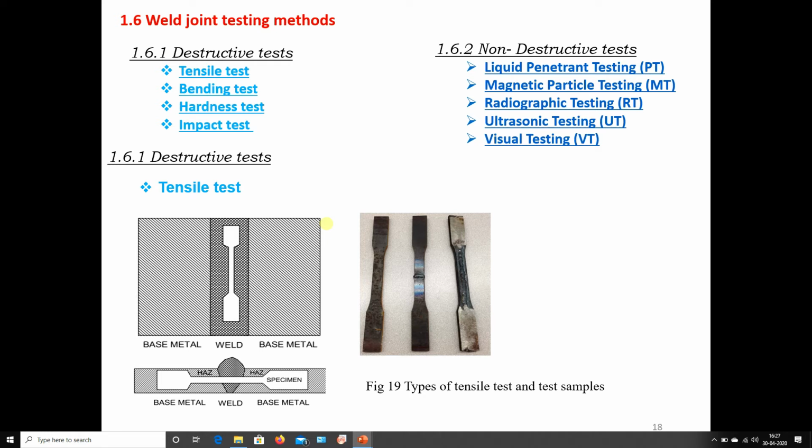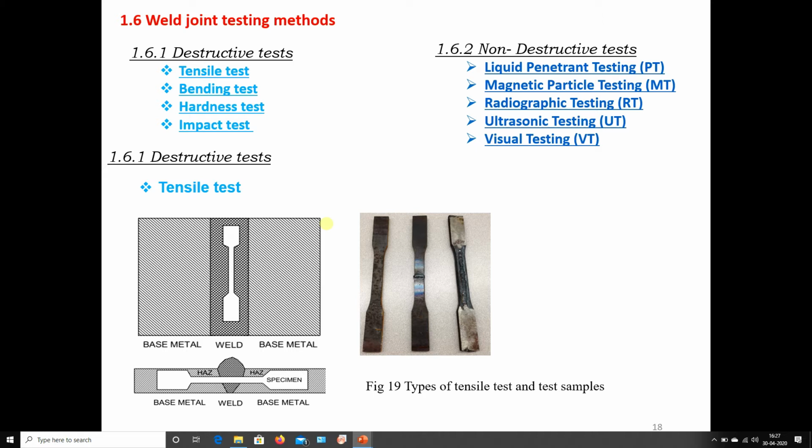So there are two major categories. One is destructive testing, another one is non-destructive testing. Destructive testing means we are going to conduct some test, after that the sample will be broken into a number of pieces or two pieces. We cannot reuse the sample. In non-destructive testing, we are not going to break the samples. We are going to check whether there are any flaws or defects in the samples. If there are no defects, we can use the sample for further applications. If we find any defects, we will check whether they are permissible or not. If not permissible, we are going to throw it into the garbage.